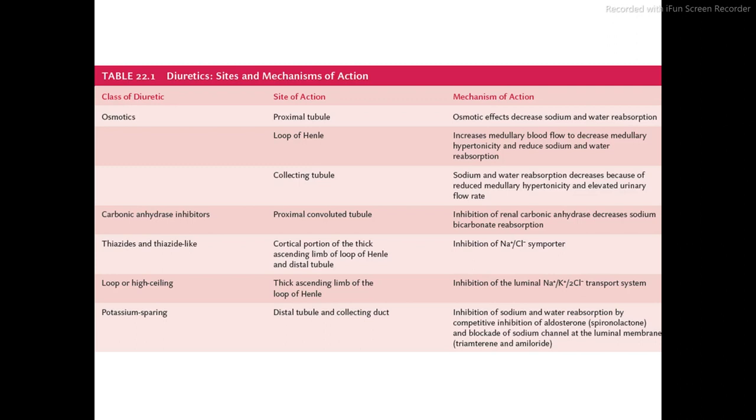Then the next one is the thiazide and thiazide-like diuretics. They inhibit the sodium and chloride symporter. The loop or high ceiling diuretics act by inhibition of the luminal sodium potassium chloride transport system. Then the potassium sparing diuretics: the mechanism is inhibition of sodium and water reabsorption by competitive inhibition of aldosterone and blockage of the sodium channel at the luminal membrane. So these all are the mechanisms of action in short of all these diuretics. We will discuss this mechanism of action one by one in different classes.